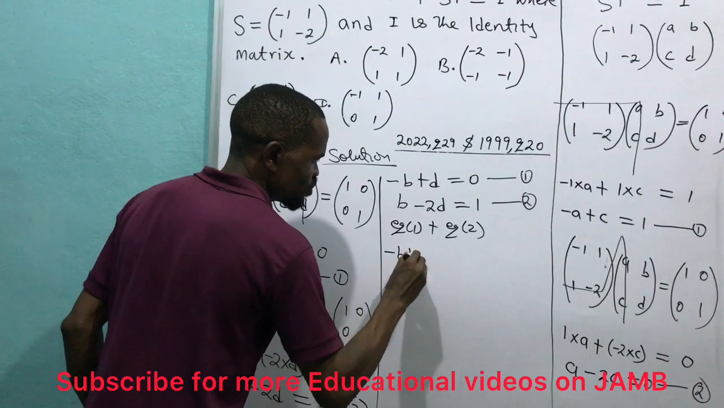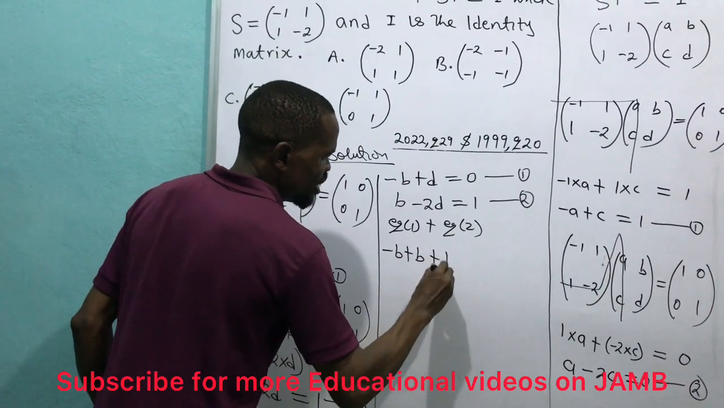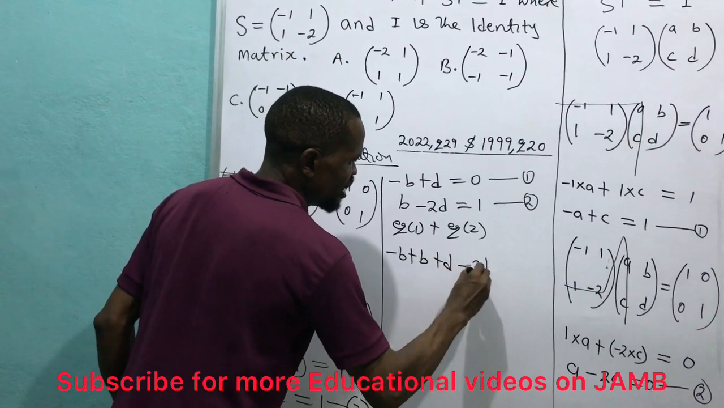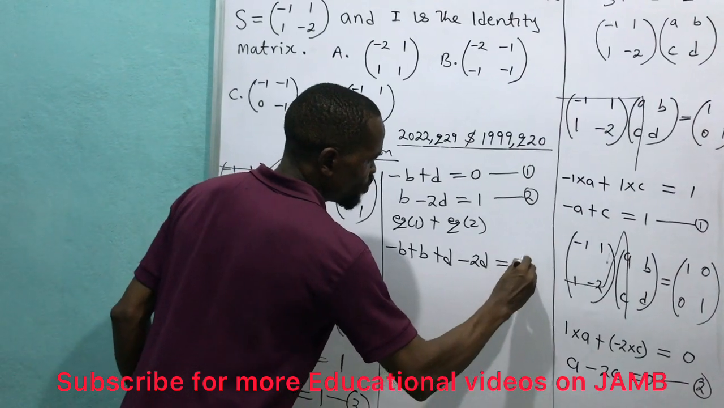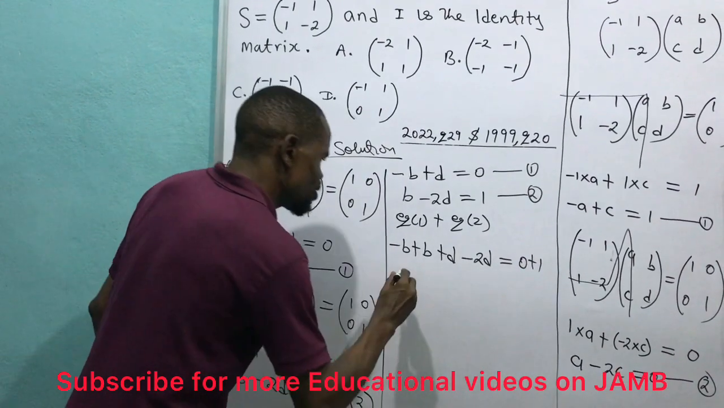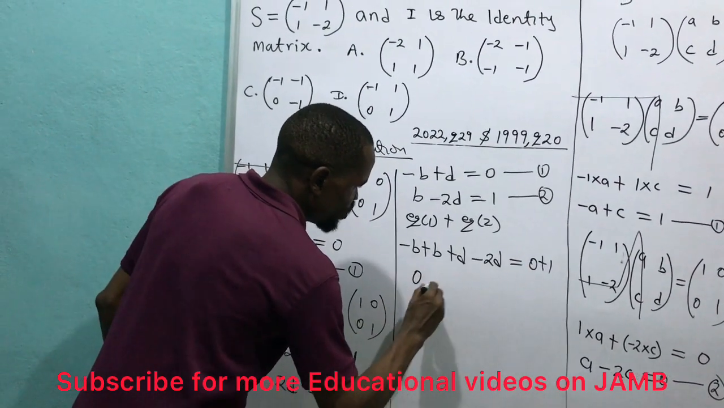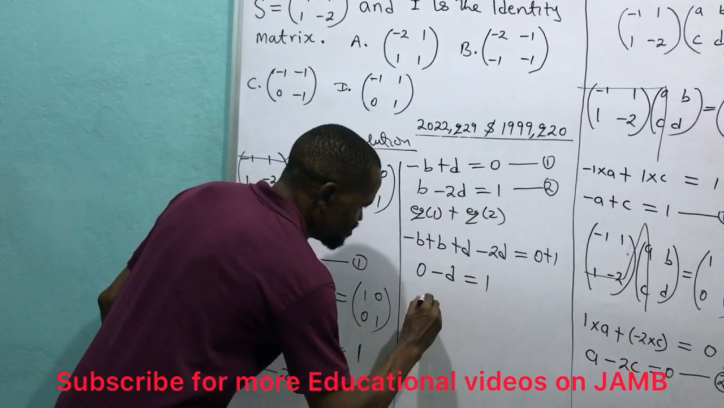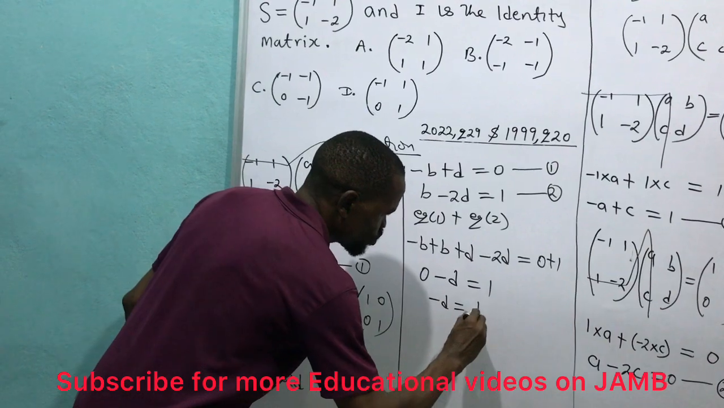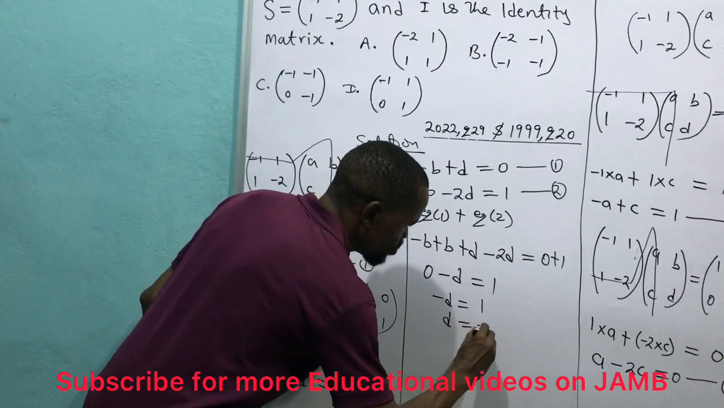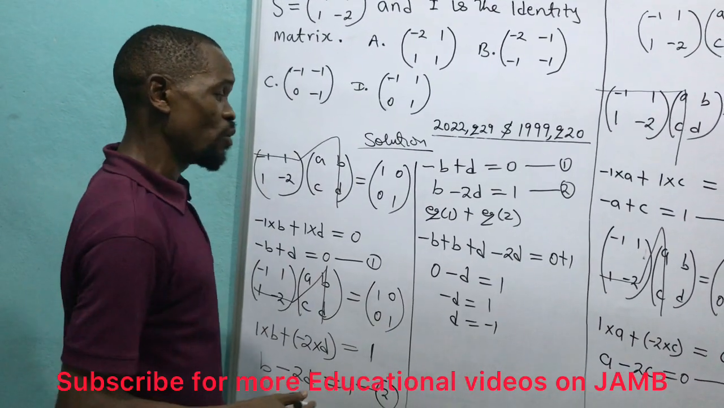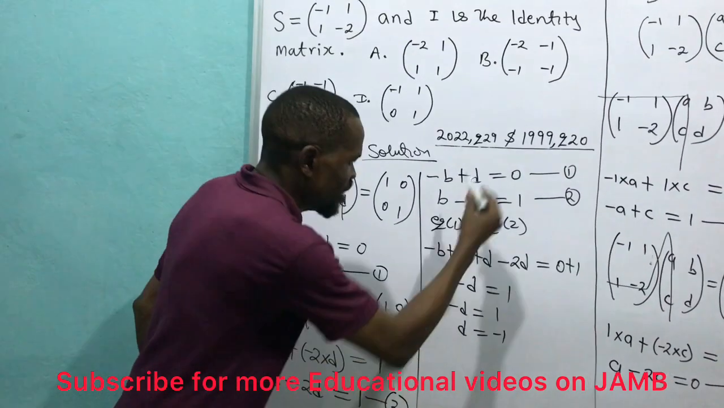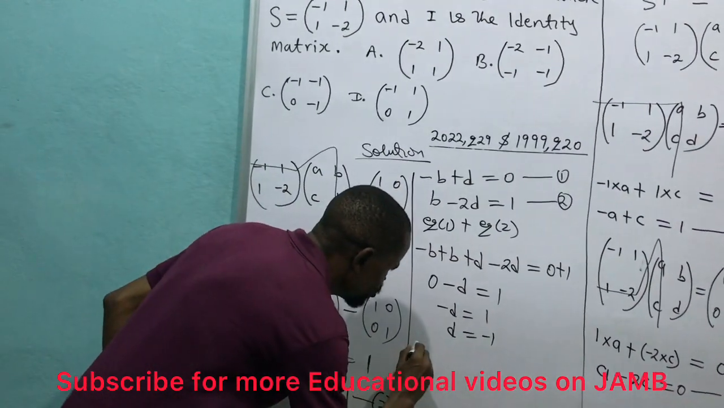I will have minus B plus B, plus D minus 2D, is equal to 0 plus 1. I will have this to be 0. This will give me minus D is equal to 1. And therefore minus D is equal to 1, and we have D is equal to minus 1 by multiplying through by minus.